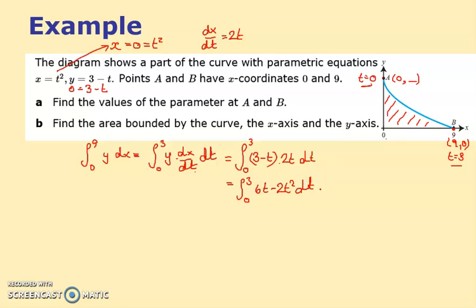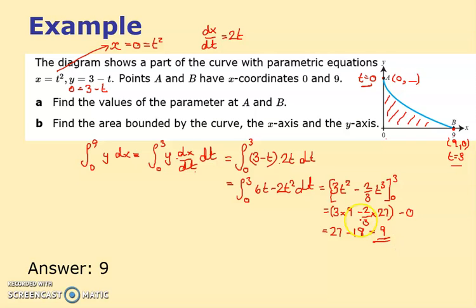And I can easily integrate that. That gives me 6t squared over 2, which is 3t squared, minus 2/3 of t cubed. And that's between the limits of 0 and 3. So if I put 3 in, I'll get 3 times 9, minus 2/3 of 27. Now if I put 0 in, I get 0 out both times, so that's 27 minus 18, that's 9 as an answer. Units, whatever they are. 9, yes, good.